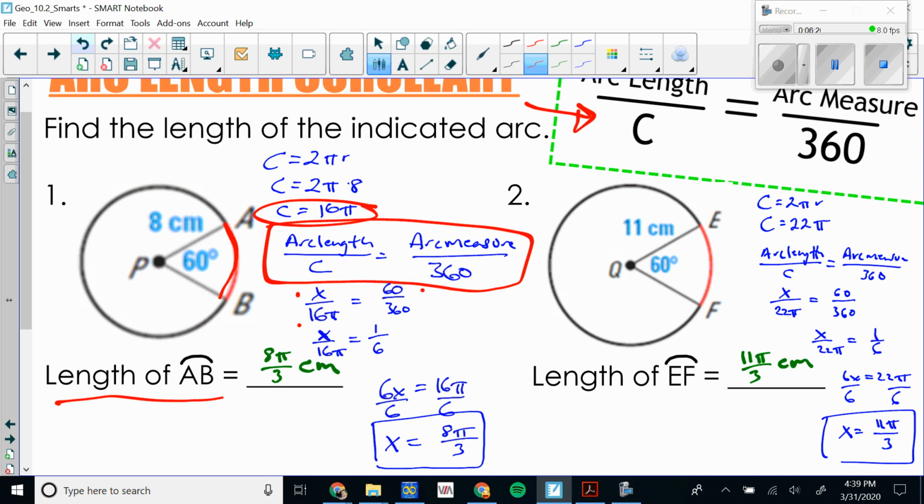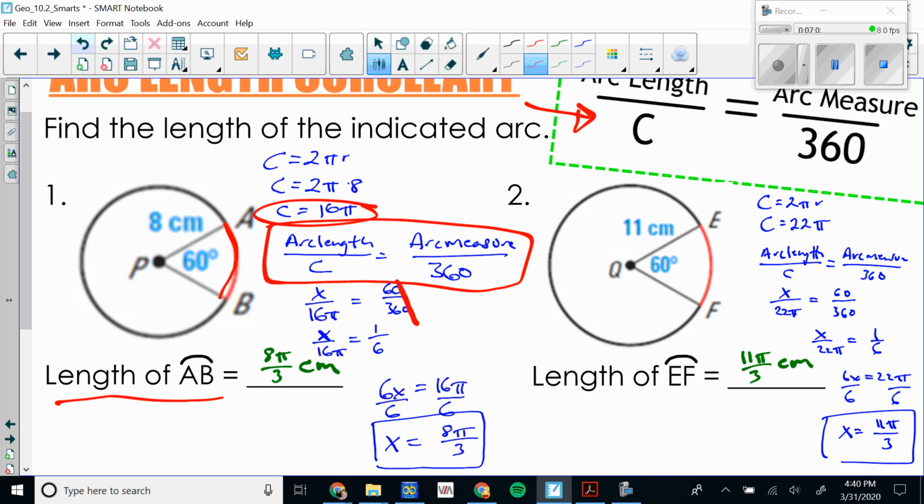Now I know that 60 over 360 equals 1 over 6, right? And you can probably see that too. The zeros cancel. 6 divided by 36: if you divide each by 6, you get 1, and 36 divided by 6 is 6. Cross multiply, since it's a proportion. 6 times x is 6x. That's coming down this next line right here. And then 16 pi times 1, if you cross multiply those, you get 16 pi. So that leaves me with 6x equals 16 pi.